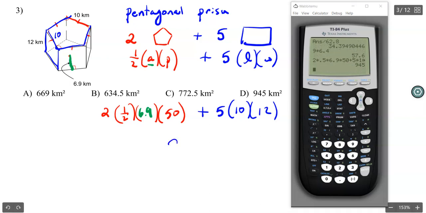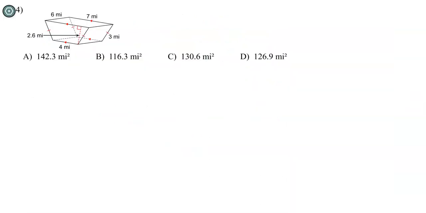Boom, 945. Now I made this homework multiple choice just so that if you didn't get the right answer, you would see, so you could go back and try to fix it. But it looks like we did, so the correct answer here is D. All right, number 4. Number 4 is a trapezoid prism.